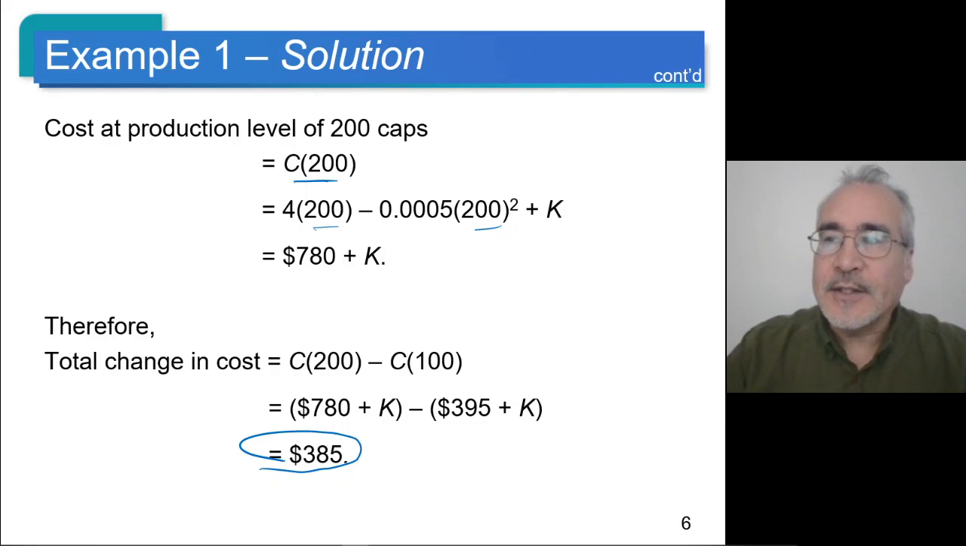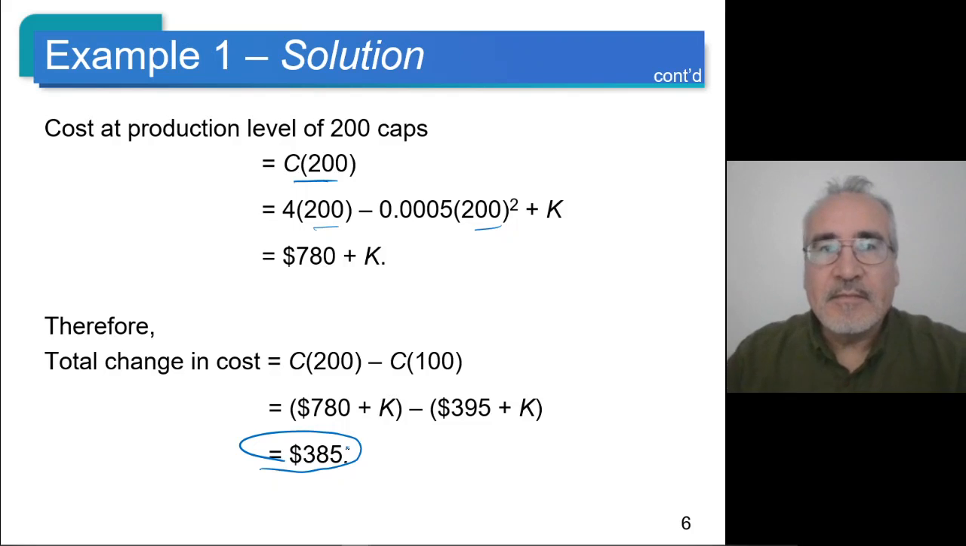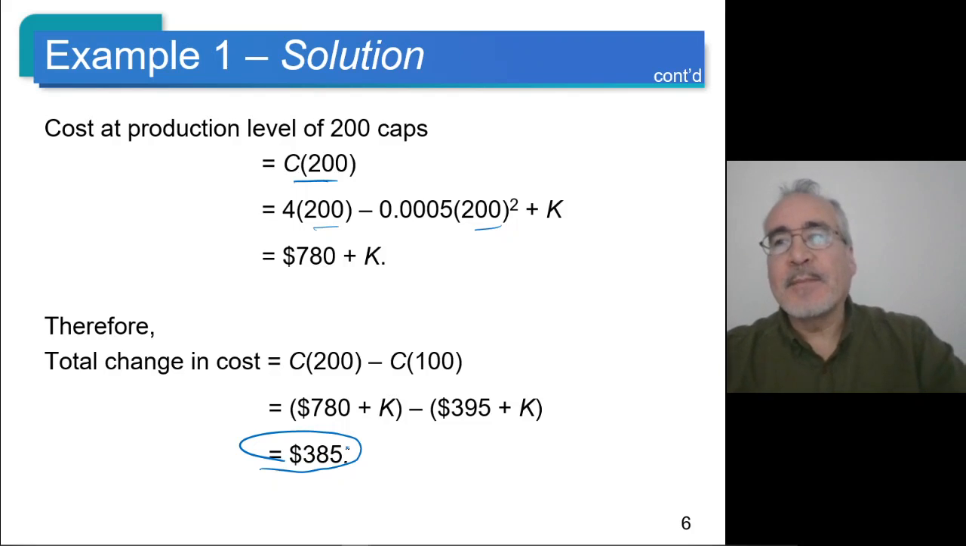So that extra 100 costs us 385. The first 100 costs us 395 plus something. This one costs us just another 385. Kind of cool. Volume savings, right? Makes sense.